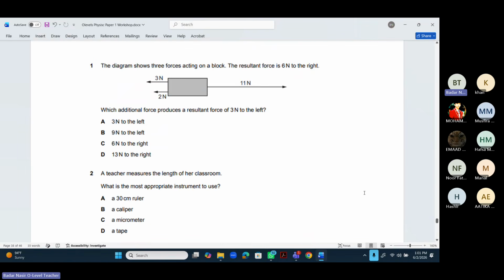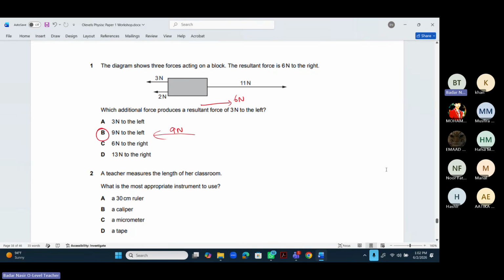The diagram shows three forces acting on a block. The resultant force is 6 Newton to the right. Which additional force produces a resultant force of 3 Newton? Here the resultant force is 11 minus 5, which is 6 Newton to the right. Which additional force produces a resultant force of 3 Newton to the left? If you apply 9 Newton to the left, then 9 minus 6 gives 3 Newton to the left.